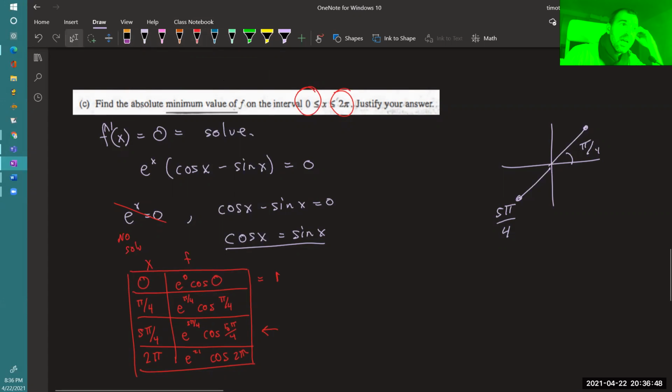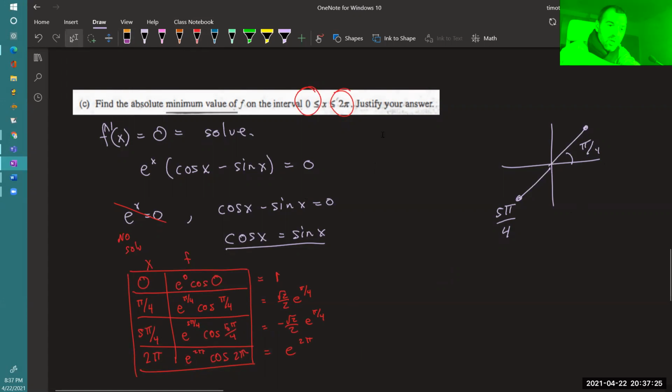Okay. And then what is this? Cosine of pi over 4 is the x coordinate of pi over 4. So it's square root of 2 over 2. So this is equal to root 2 over 2 times e to the pi over 4. This is equal to negative root 2 over 2 times e to the pi over 4. And this is equal to e to the 2 pi, because cosine of 2 pi is 1.